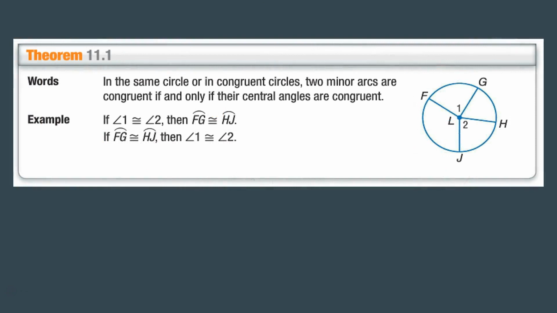In the same circle or in congruent circles, two minor arcs are congruent if and only if their central angles are congruent. So if angle 1 is congruent with angle 2, then we also know that minor arc FG is congruent with minor arc HJ. If the angles are congruent, so are their arcs. And that goes vice versa. So if arc FG is congruent with arc HJ, then I know that angle 1 is congruent to angle 2.